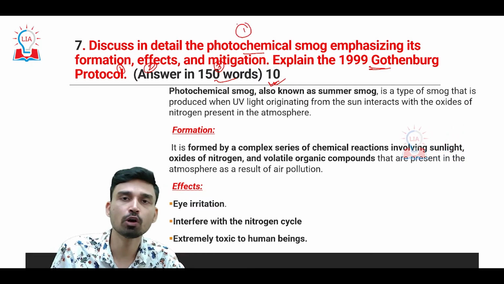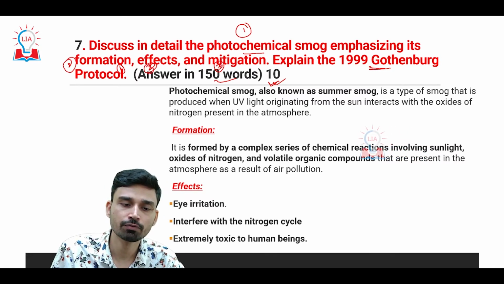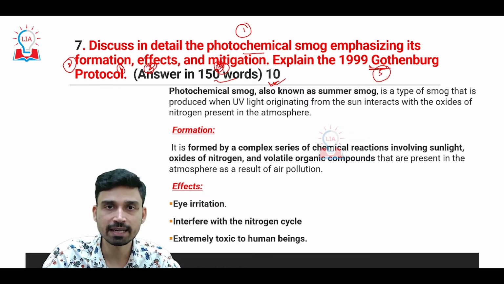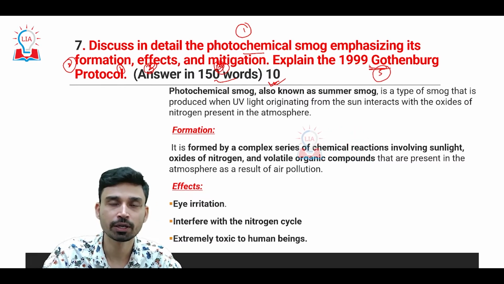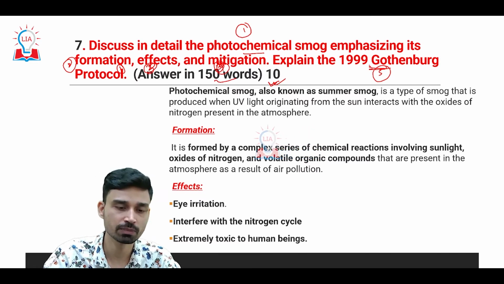the photochemical smog, what is photochemical smog? Second, formation. Third, effect. Fourth, mitigation. And fifth, the Gothenburg Protocol. So in total, this 10-mark question has 5 parts. So you can understand that you can write a maximum of 20-25 words for each of these 5 parts.